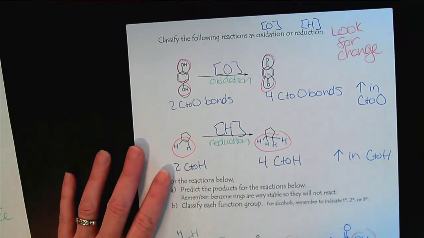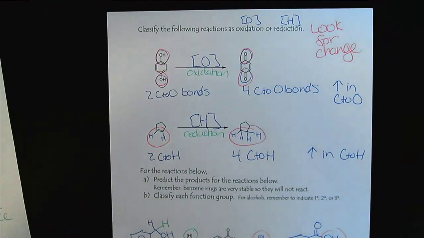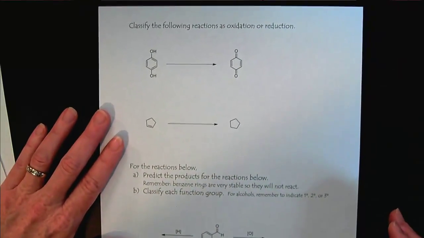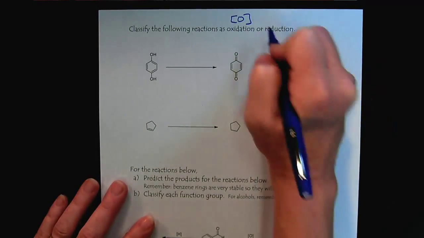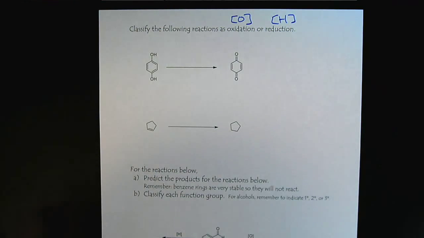So now let's practice recognizing oxidation and reductions in organic reactions. So remember to think about oxidation as, oops, I showed you my notes instead of yours. Okay, so you got a sneak preview there, right? So when we see oxidation reactions, we'll symbolize it with the square brackets and the O versus the H.